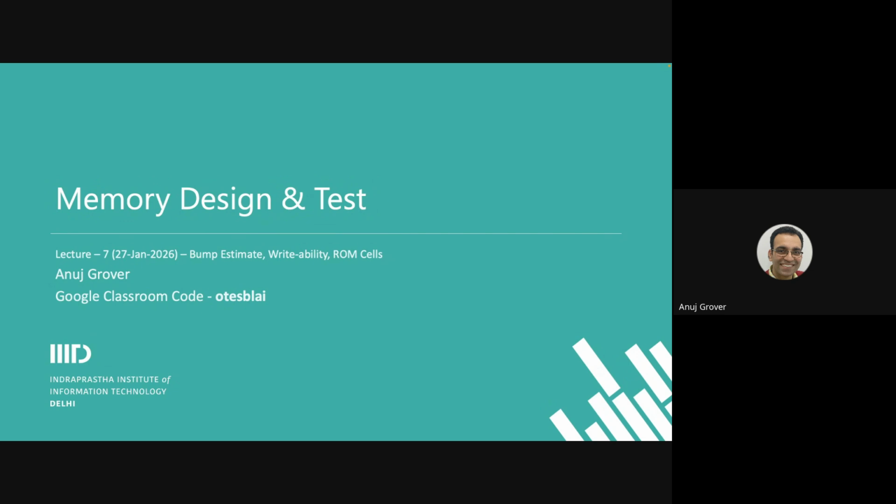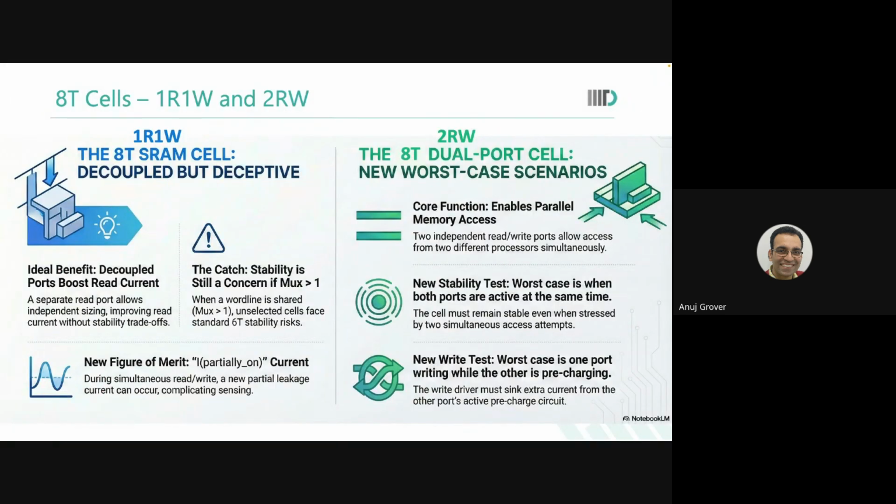We looked at the other cell topologies, the 8T cells. There was this 8T cell, which is one read, one write cell, and there was the other 8T cell, which was a two read write cell. So, what are the advantages of a one read, one write 8T cell? What are the advantages of decoupled read and write ports in the one read, one write 8T cell? Stability. What do you mean by stability over here?